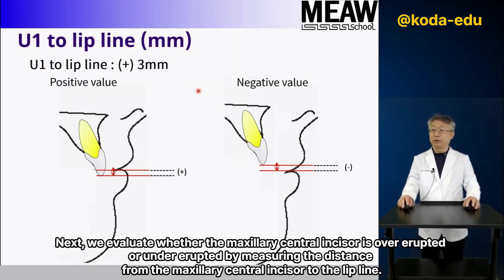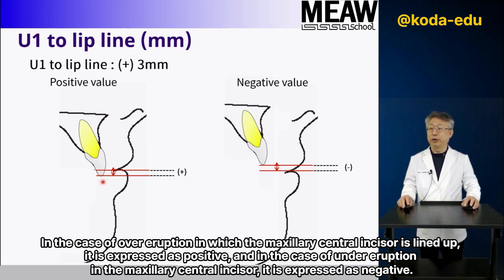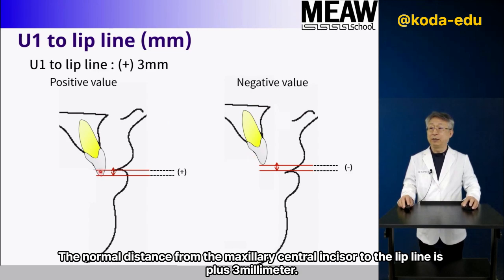Next, we evaluate whether the maxillary central incisor is over-erupted or under-erupted by measuring the distance from the maxillary central incisor to the lip line. In the case of over-eruption in which the maxillary central incisor is lined up, it is expressed as positive, and in the case of under-eruption of the maxillary central incisor, it is expressed as negative. The normal distance from the maxillary central incisor to the lip line is plus 3 mm.